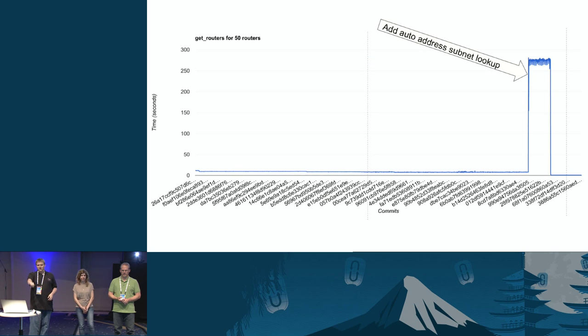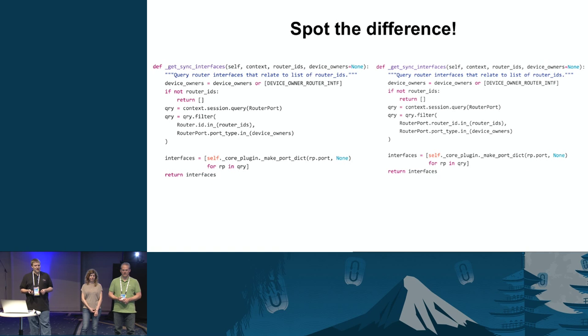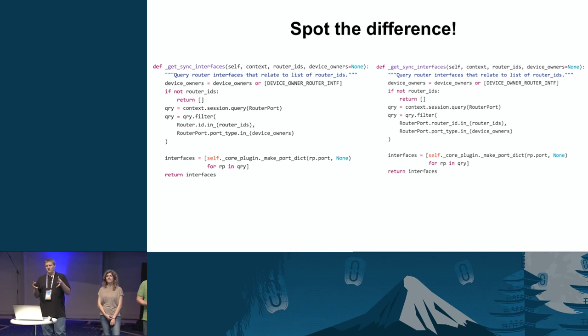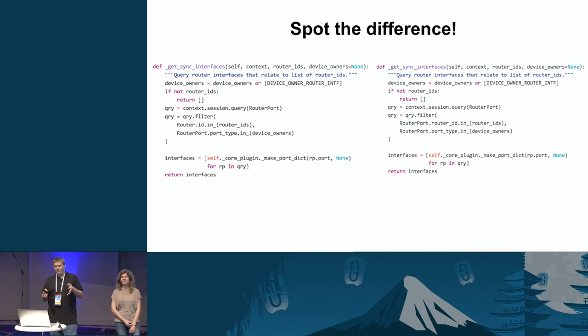So this is how bad that add auto address subnet lookup regression was. It caused us to go from eight seconds to about 270 seconds to fill one get router's call that was going to the server. And part of that was because of this query we have here. It was hard. We had a whole bunch of people staring at it and didn't notice a difference.